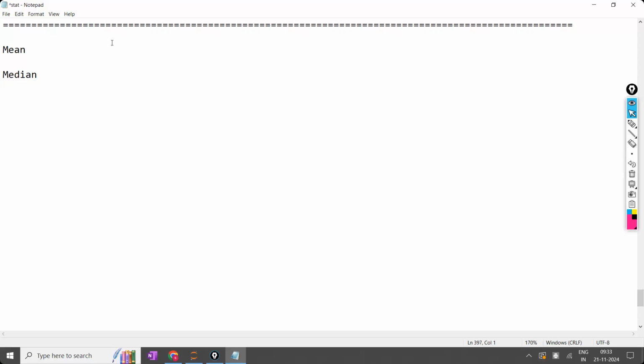Next is measures of dispersion. We have minimum value and maximum value. From this minimum and maximum, we are going to calculate the range. Apart from the range, the next one we are going to discuss is standard deviation.